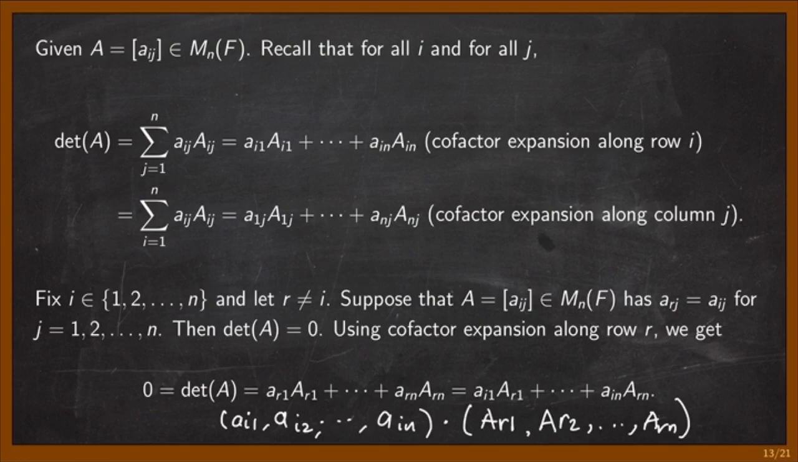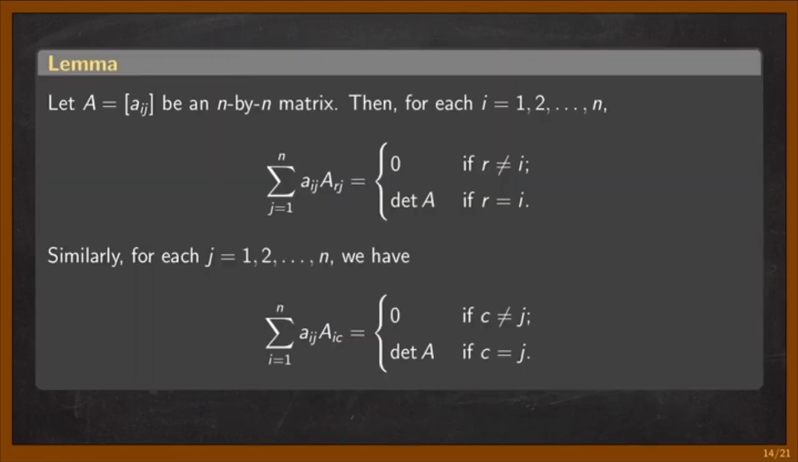Alright. So this happens when R is not equal to I. But of course, if R is equal to I, as you can see, it just reduces to this expansion. It's just equal to the determinant of A, whatever the determinant of A is. We then have the following lemma, because we're going to prove something. We establish the following lemma.